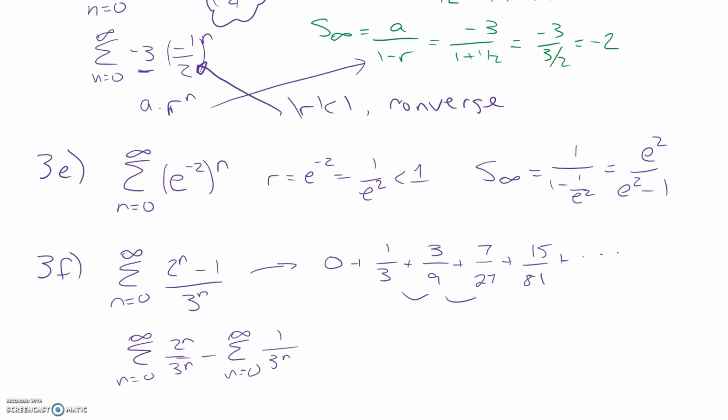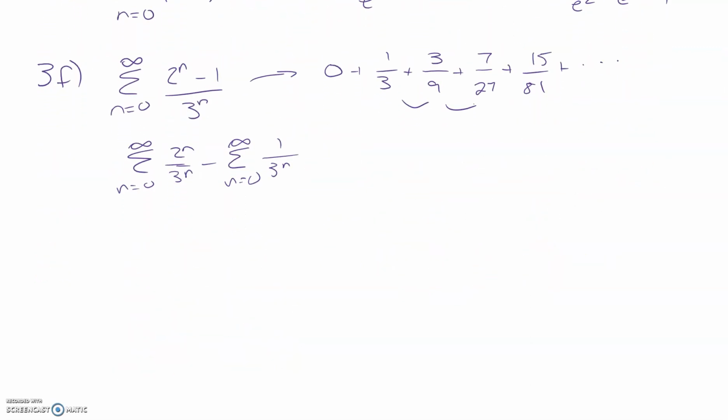If you start thinking about this, you now have 2 geometric series. This first geometric series has a common ratio of 2/3. This second geometric series has a common ratio of 1/3. And therefore, you can actually figure out the sum. So I'm going to leave that for you to try and do on your own. I'm not going to try and do more than that. If you have a question, you can always just reach out to me.